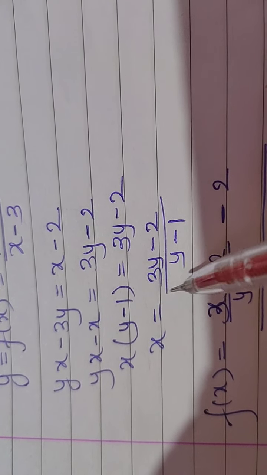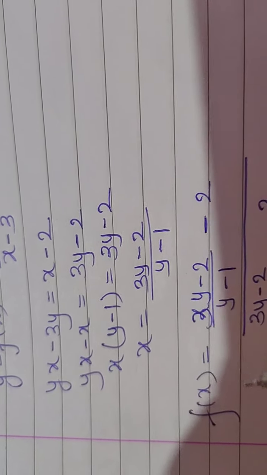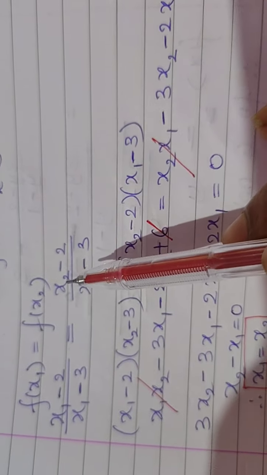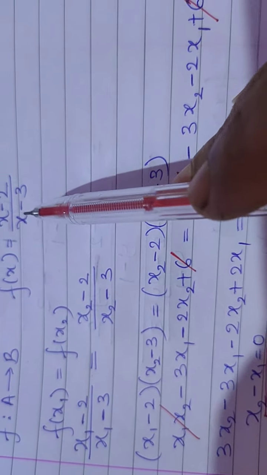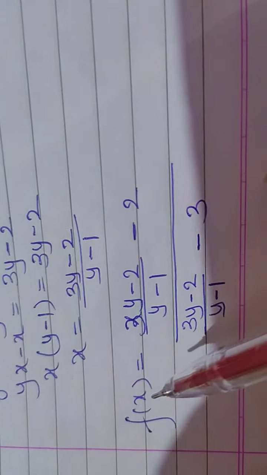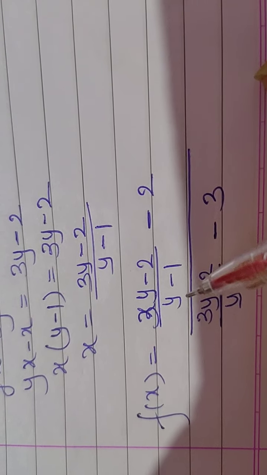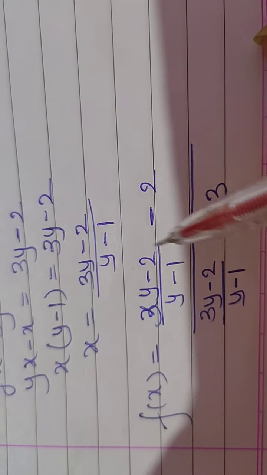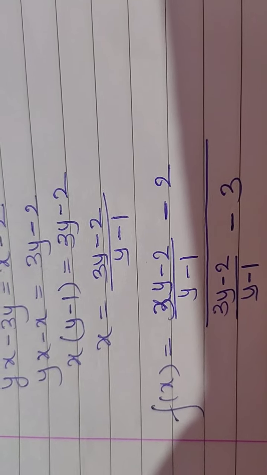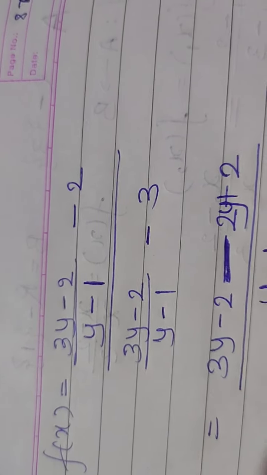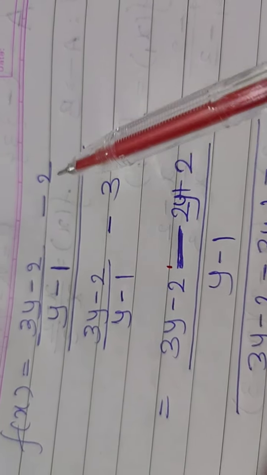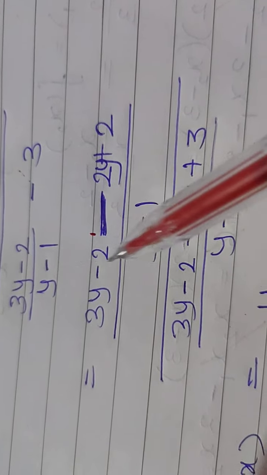We will put this value of x in f of x. What is our f of x? Here the function f of x is x minus 2 upon x minus 3. Here we will substitute that value of x, which is in terms of y. So f of x is 3y minus 2 upon y minus 1 minus 2, in the numerator of x minus 2 upon x minus 3. Substitute the value and simplify this by cross multiplication: 3y minus 2 minus 2y plus 2. In the denominator also you simplify this.